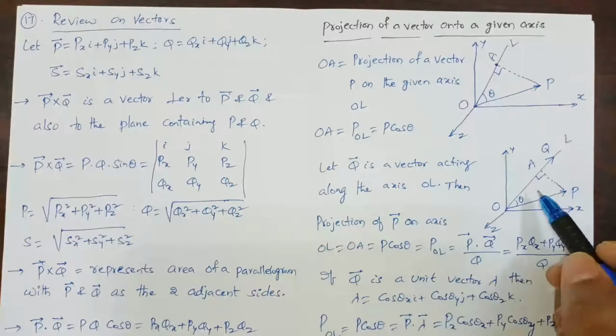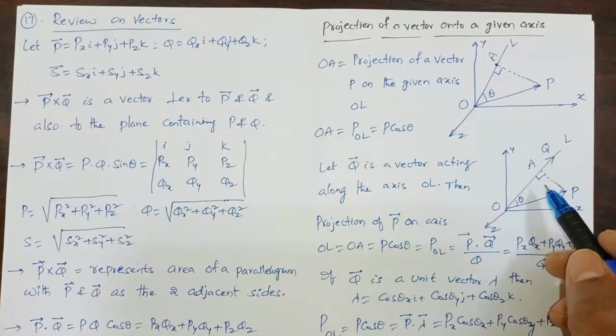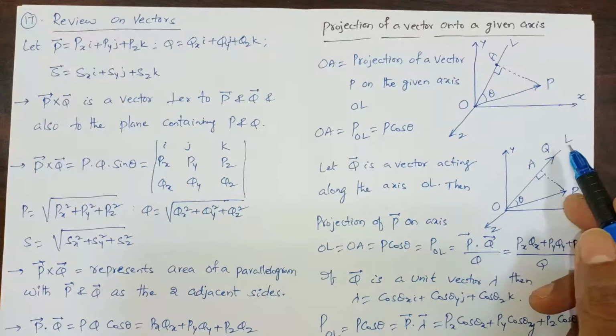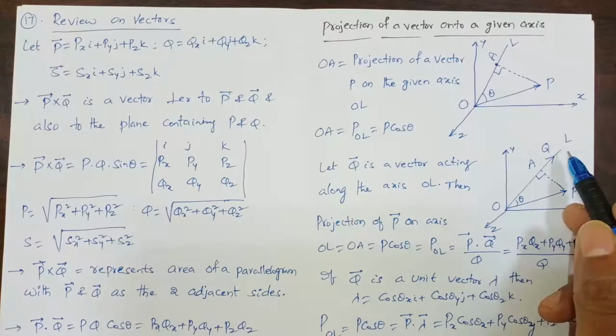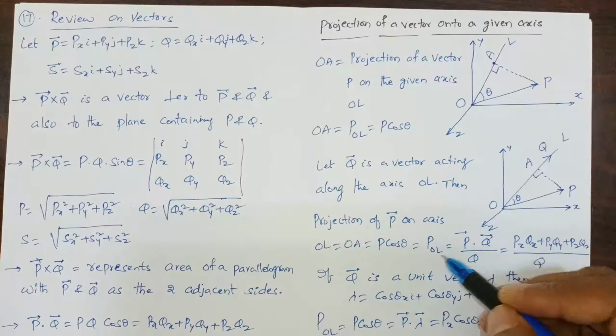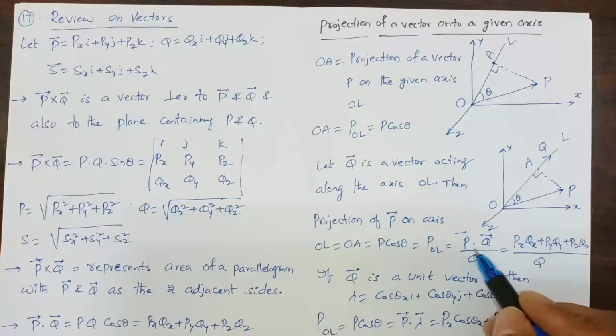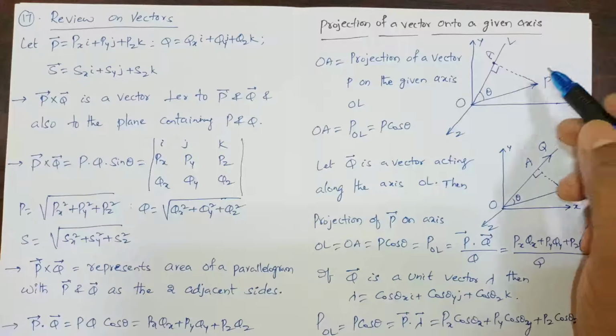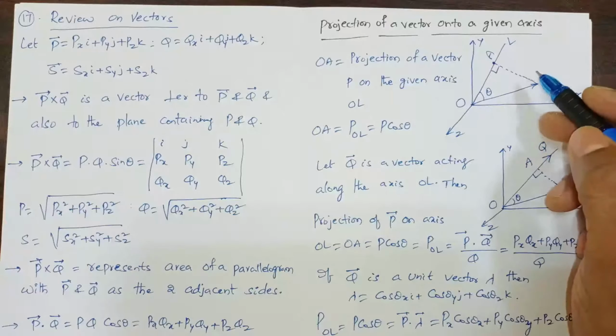And next, in this case let us say a vector Q is acting along this given axis OL. Then the projection of this vector P onto the given axis OL will become OA equal to P cos theta, that is equal to P OL, and we can write this P cos theta as P bar dot Q bar by Q, because P bar dot Q bar is equal to PQ cos theta. Q will get cancelled, and you will get P cos theta. Further, if you write this formula, you will get Px Qx plus Py Qy plus Pz Qz by Q.